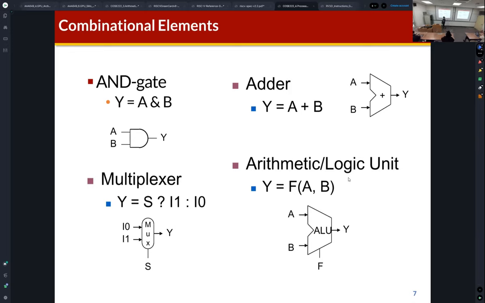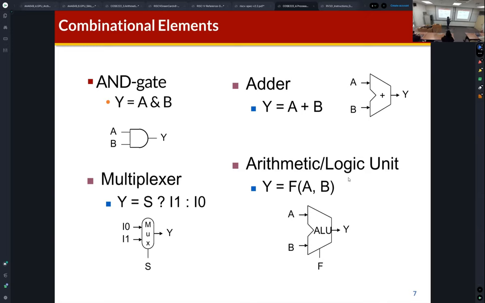But these elements have some delays, okay, latency. Which means if A and B signals are given to this element, then after some delay, the result is generated. And this result is determined by only these input values. Okay, that is the definition of a combinational element.